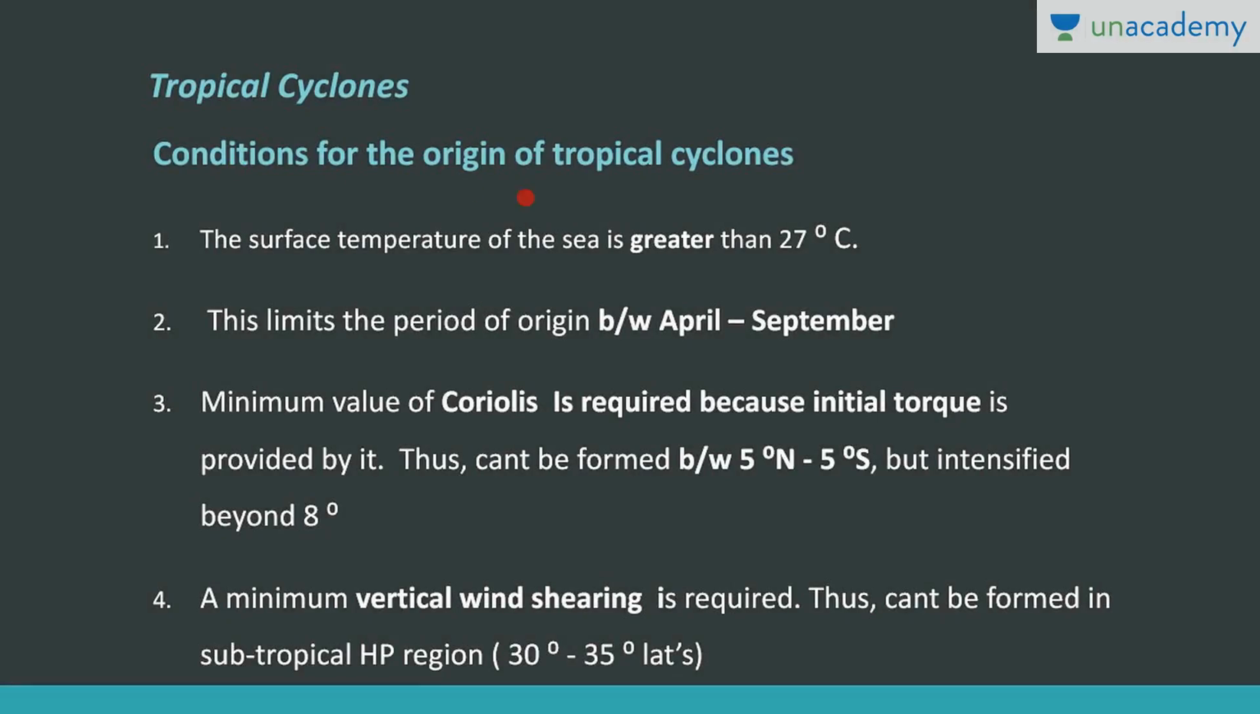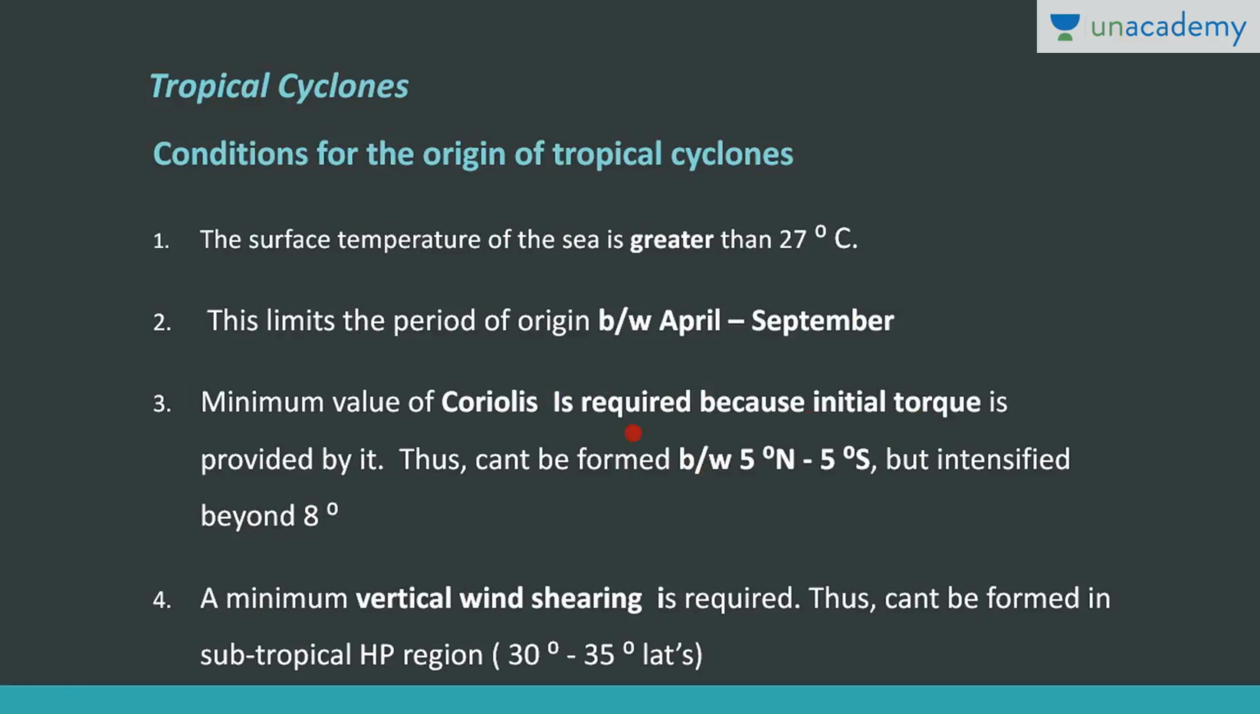The conditions required for the origin of tropical cyclones are: first, sea surface temperature should be greater than 27 degrees Celsius. That is why the period of origin of these cyclones is limited between April to September, because the sea surface temperature has to be greater than 27 degrees Celsius. Next, a minimum value of Coriolis force is required because the initial torque is provided by the Coriolis force.